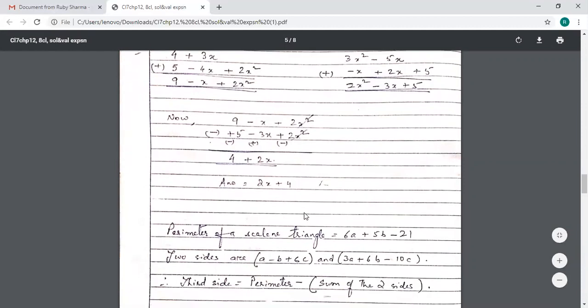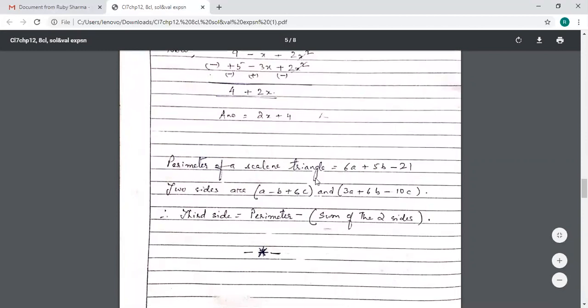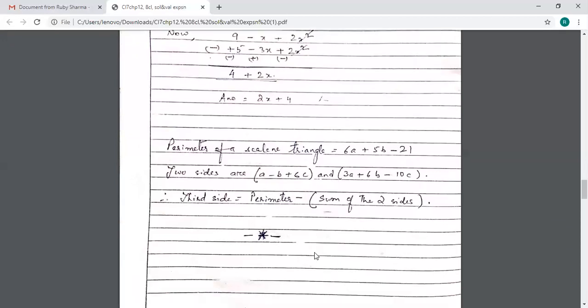It's up to you. The next question was: the perimeter of a scalene triangle was given and two sides are given. So how will you find the third side? The third side is equal to the perimeter minus the sum of the two sides. So you can do it vertically also, sum of the two sides, then subtract from the perimeter. And finally, when you get the three sides, you can add up all three sides and see if it is the perimeter or not. So your sum is correct that way. You have to check, okay?